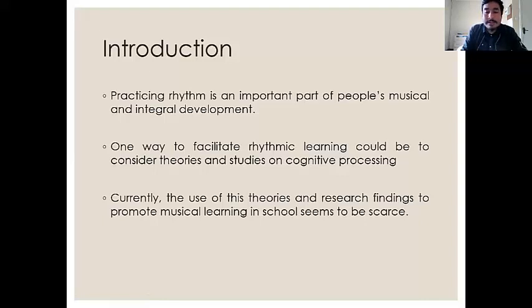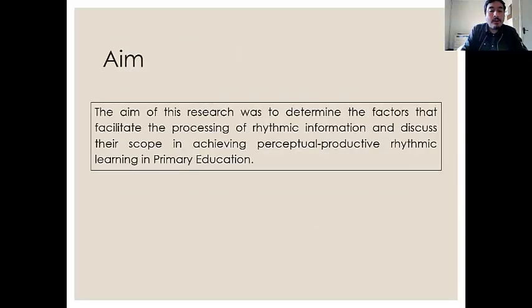One way to facilitate rhythmic learning could be to consider theories and studies on cognitive processing. However, currently the use of these theories and research findings to promote musical learning in schools seems to be scarce. The aim of this research was to determine the factors that facilitate the processing of rhythmic information and discuss their scope in achieving perceptual productive rhythmic learning in primary education.